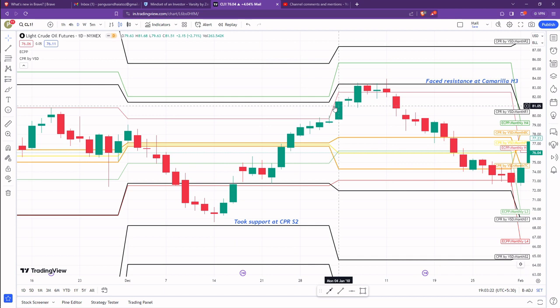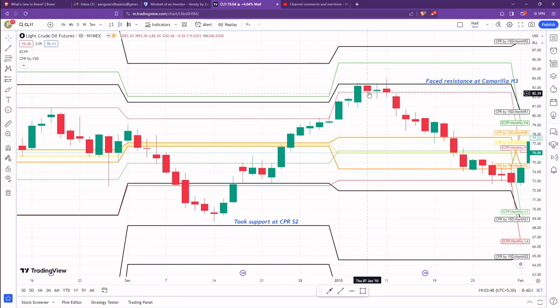Okay, just because R1 is there, R2 is there, it is not going to take support or resistance. You have to see what price action is happening. See, this candle faced some resistance in CPR. This candle confirmed that resistance and then started coming down. And at S2, this candle is making a doji reversal setup. And after making a doji reversal setup, it started moving up towards H3.